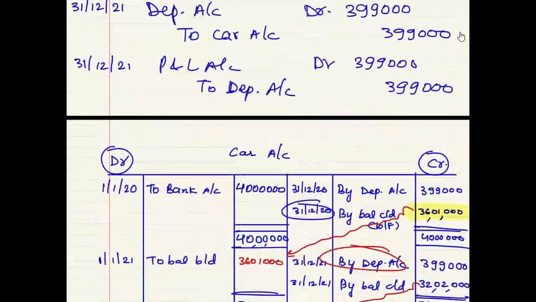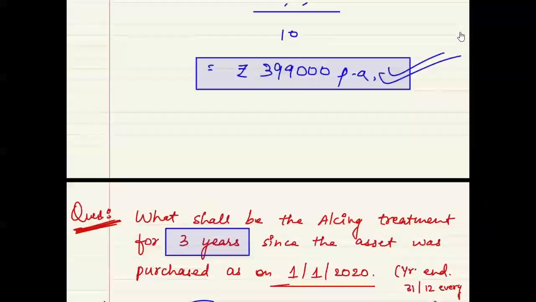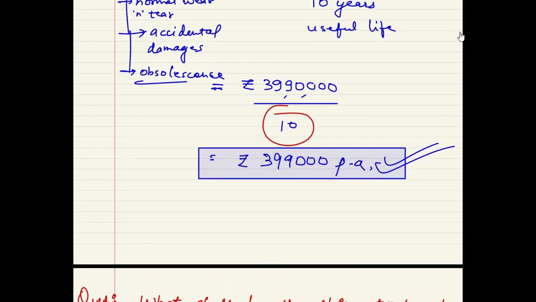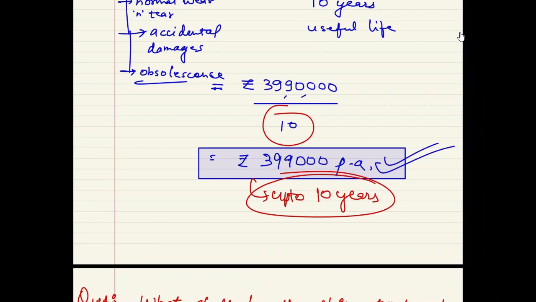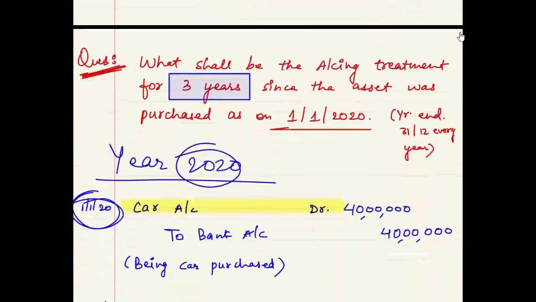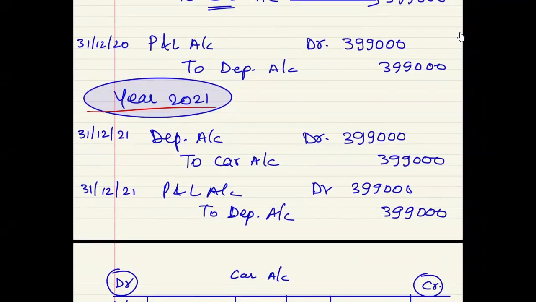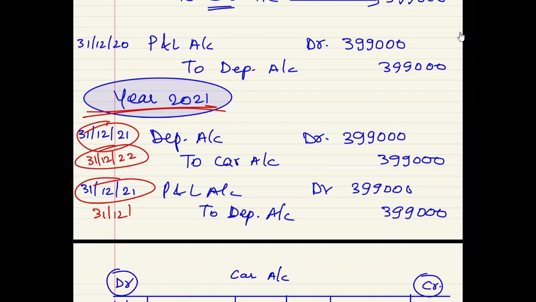Till how many years will it be charged? Up to its useful life. Its useful life is 10 years. So up to 10 years, the depreciation will be charged. And the journal entry which I have done for 2021, only the date will change. It will become 31st December 2022, and this will also become 31st of December 22 and 23 and 24, 25, 26, 27. The same entry will be done.